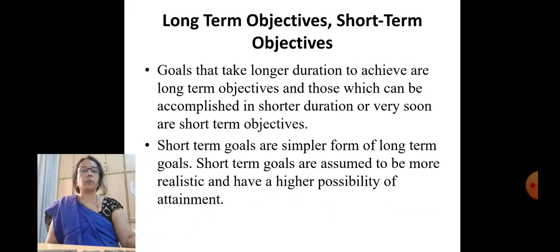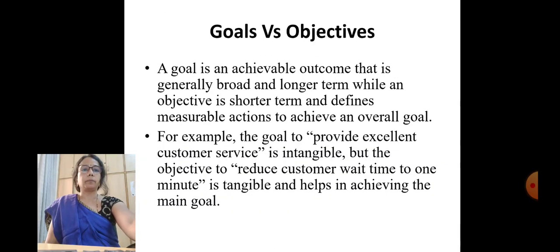So let me now talk about the long term objectives and short term objectives. Goals that take longer duration to achieve are long term objectives, and those which can be accomplished in a shorter duration or very soon are short term objectives. Short term goals are a simpler form of long term goals. Short term goals are assumed to be more realistic and have a higher possibility of attainment.